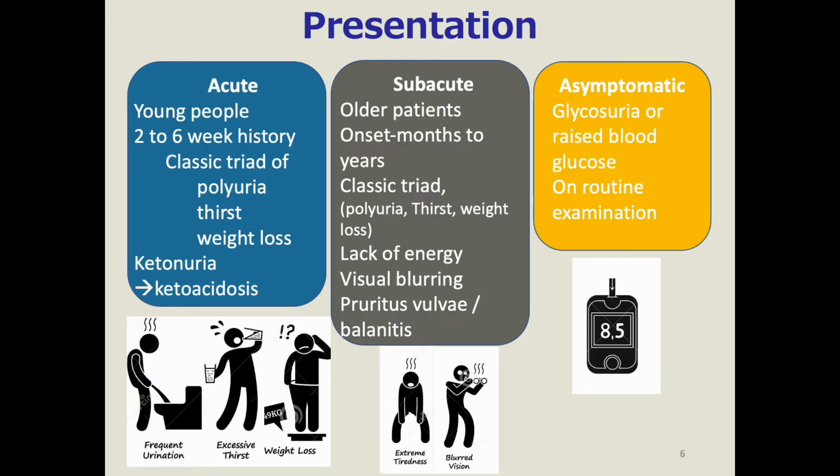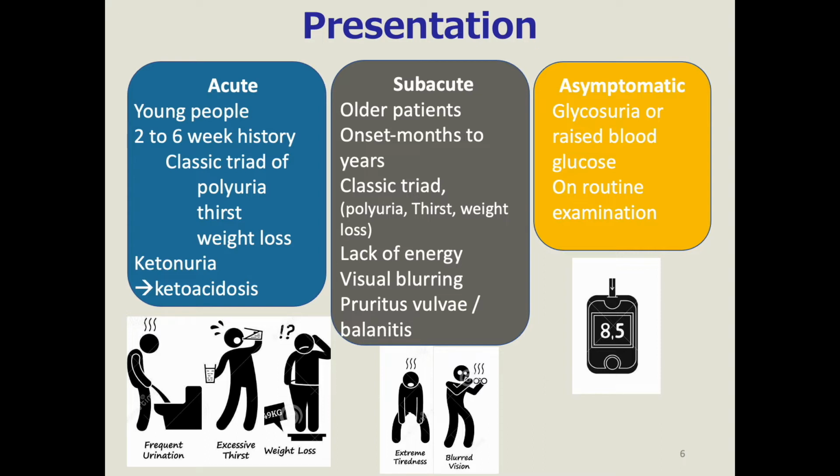Now let's see how patients will present to you with diabetes. The presentation may be acute, subacute, or asymptomatic. Usually in acute presentation, the patients are young and they will have a history of 2 to 6 weeks with the classic triad of polyuria, thirst, and weight loss. And some may present with ketoacidosis.